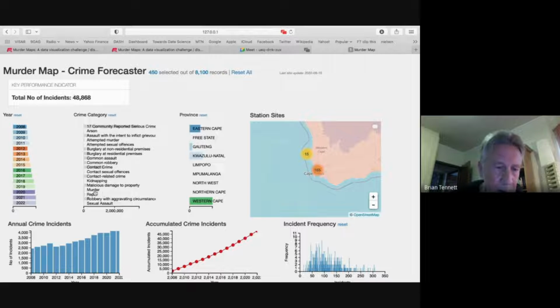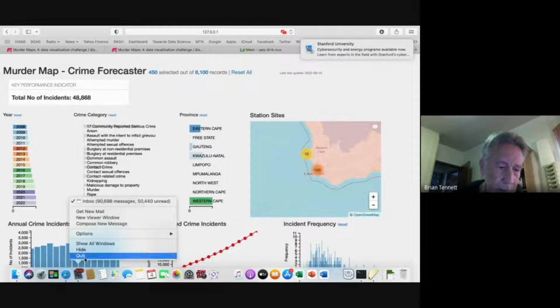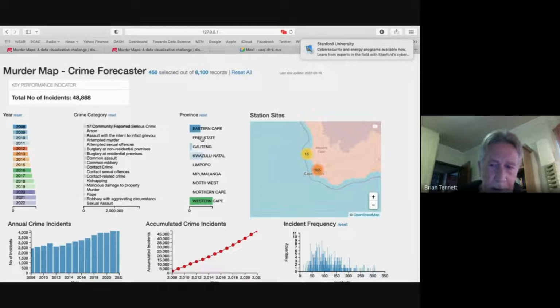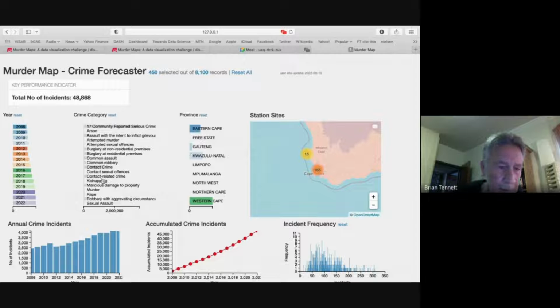So I've selected only the murder crimes, and if you have a look at the Free State, there's actually nothing for all of these years from 2008 to 2022. There's no murders there at all. And likewise, if you go to Limpopo, there's nothing reported there, or Mpumalanga, or the Northwest. So that seems a little odd. And if you select some of the other crime categories, you can see similar gaps in the data. So I think it needs looking at in those areas.